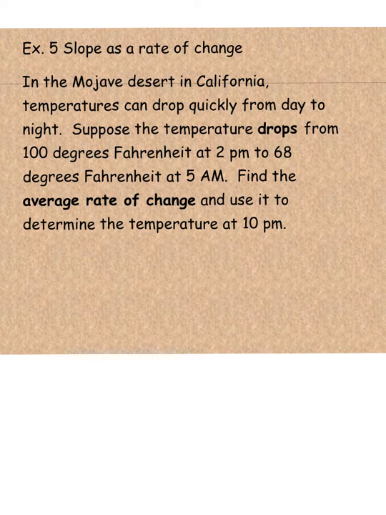Here we want to look at a word problem using slope as a rate of change. In the Mojave Desert in California, temperatures can drop quickly from day to night. Suppose the temperature drops from 100 degrees Fahrenheit at 2 p.m. to 68 degrees Fahrenheit at 5 a.m. Find the average rate of change and use it to determine the temperature at 10 p.m.